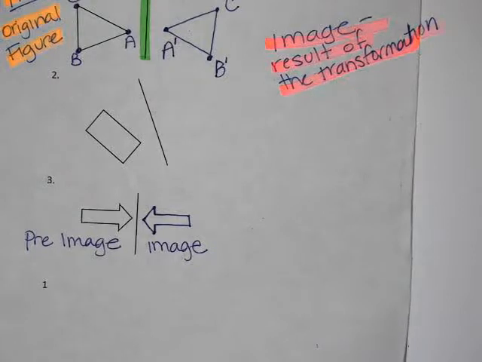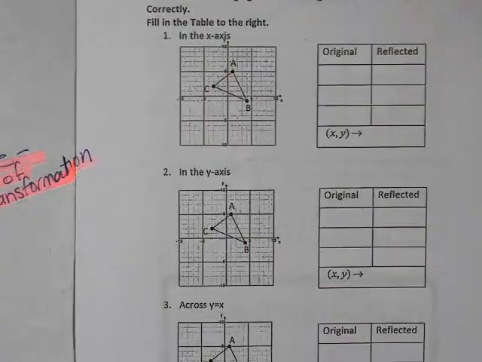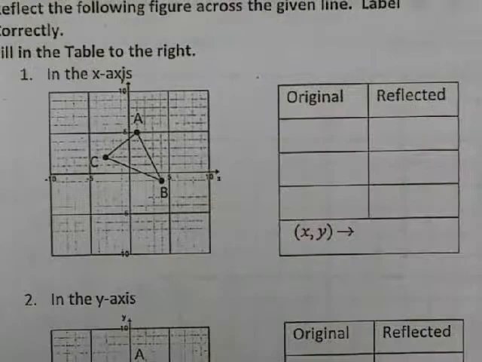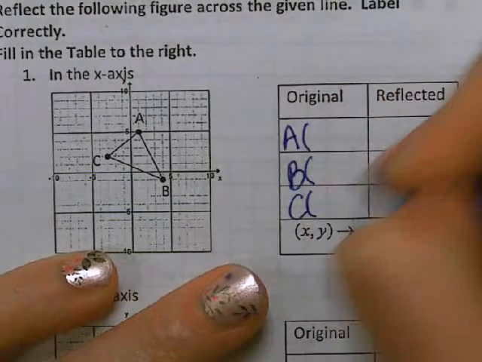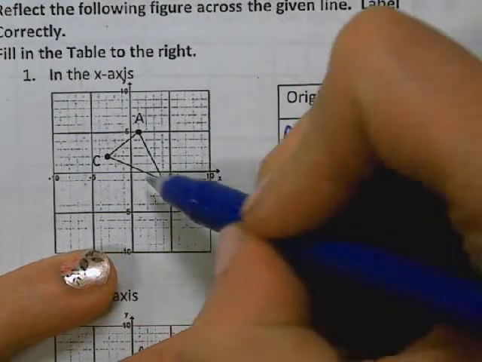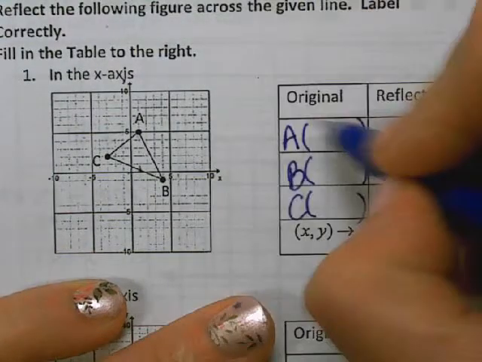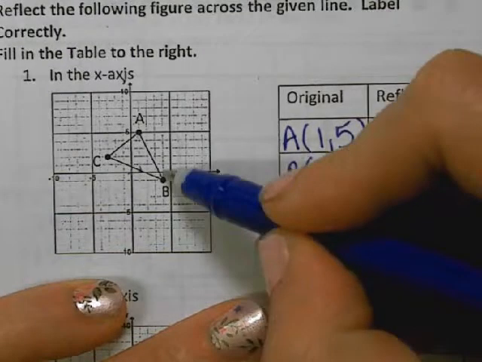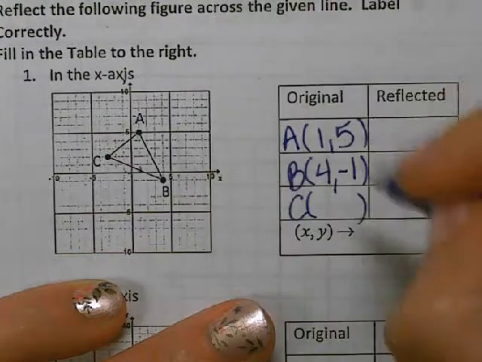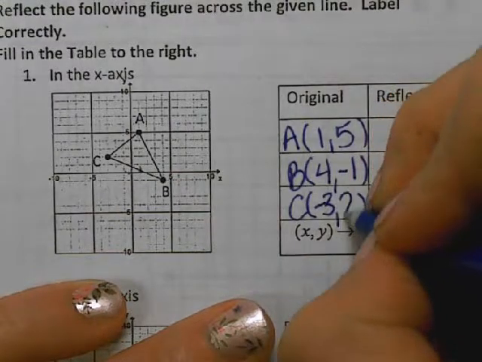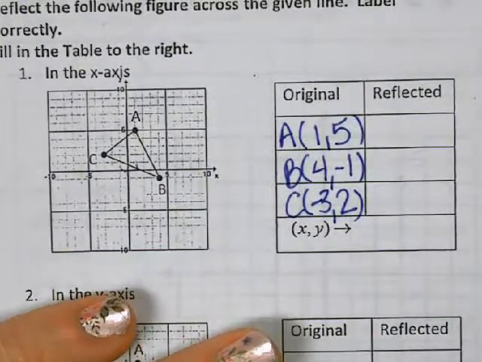Alright, so in examples 1, 2, and 3, they're a little bit easier because we actually have a graph that we can use to help us graph. Okay? So in example 1, we've got A, B, and C. And so we're going to say A, B, and C. We're going to write their original coordinates down. So A is at 1, 5. B is at 4, negative 1. And C is at negative 3, 2.